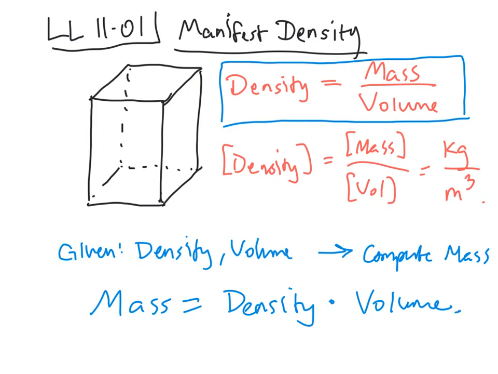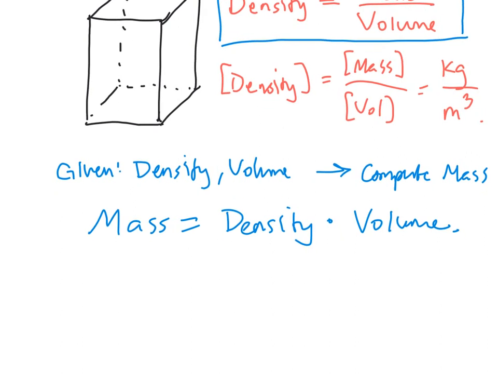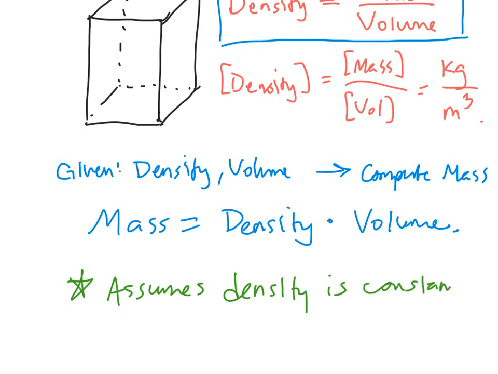Now this assumes that the density of an object is constant across the entire object. And what we're going to talk about in this video is how we might operate if we could not make that assumption, if we have an object whose density is non-constant or non-uniform. But we're going to start with a simpler example here.